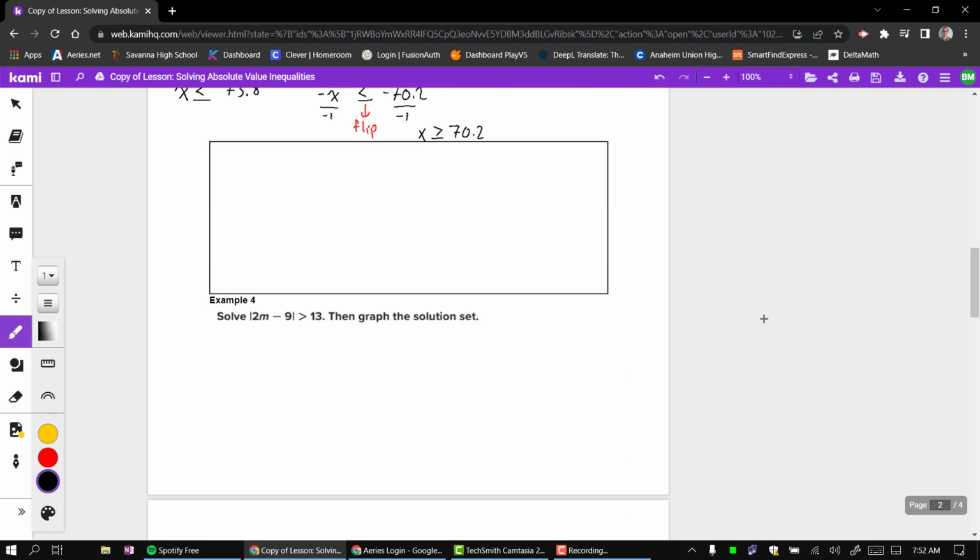So the next one, we want to look at another learn. So when absolute value inequalities are solved, we have two cases.